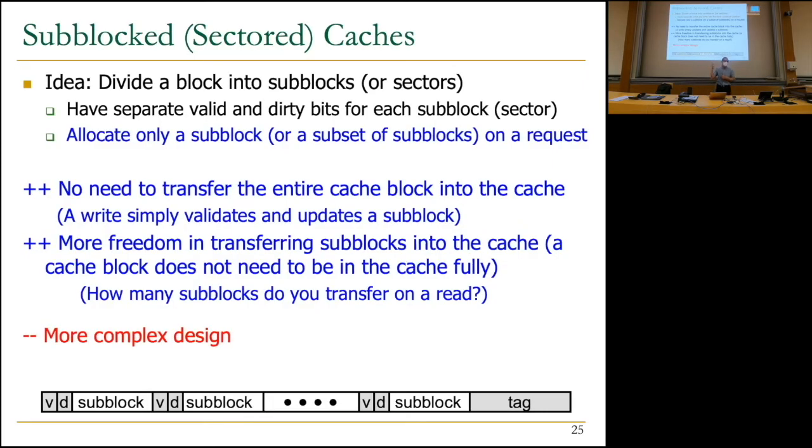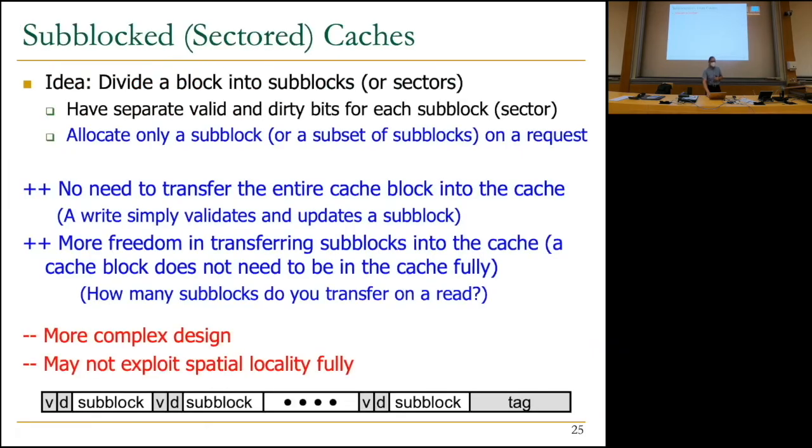Of course, the downside now is a more complex design. At the very least, you need the valid and dirty bits per sub-block as opposed to per block. Tag size doesn't change. That's the good part, because it still refers to that 64-byte entity. And you need to figure out when to validate different parts of this block. And this may not exploit spatial locality fully, clearly, because you're not bringing the entire block into the cache first.